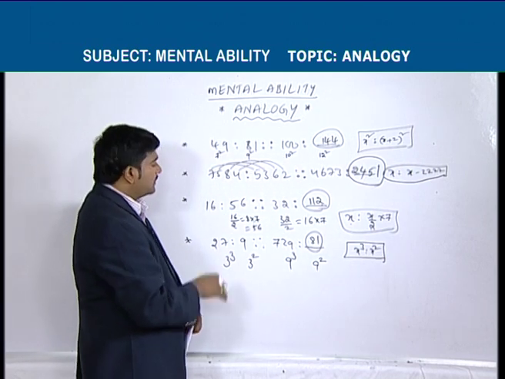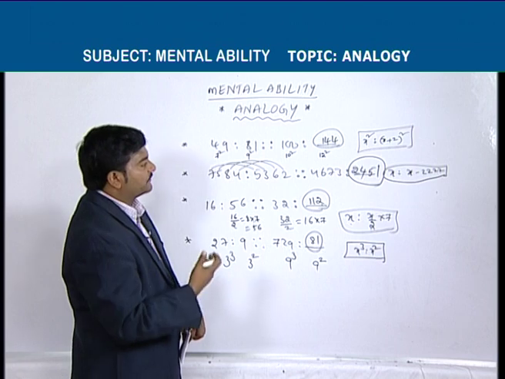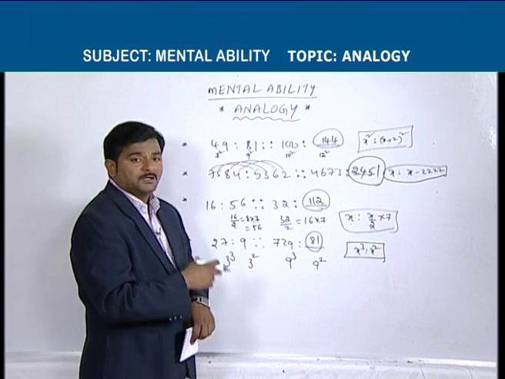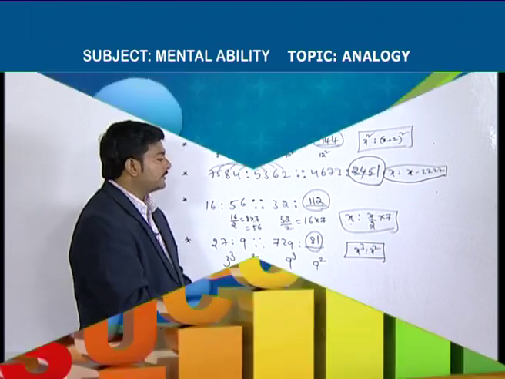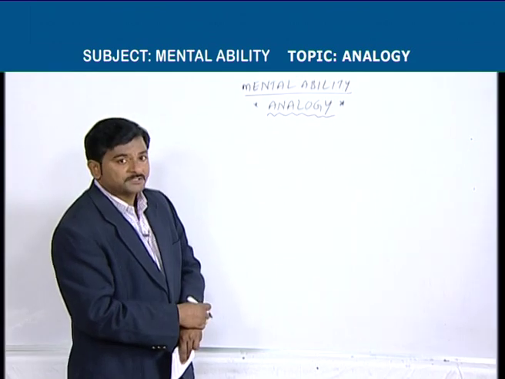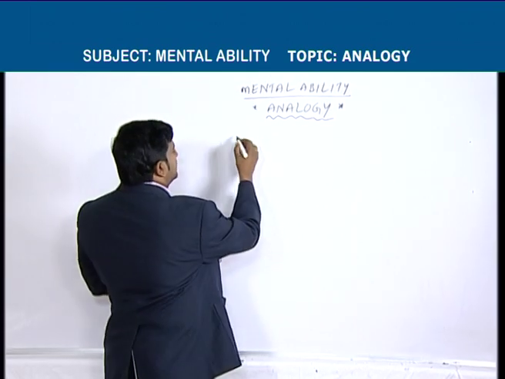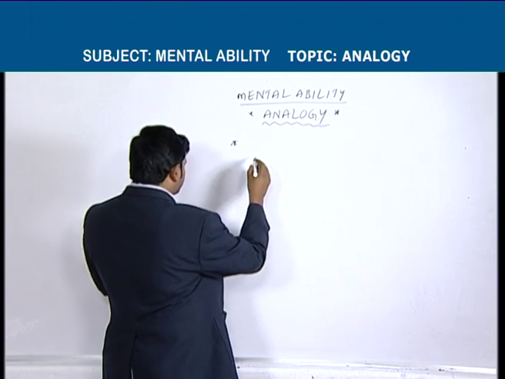Okay. I hope these are the other four different models. I hope you understood our 4 models. Now some other models in number analogy. Let us start by taking one question.